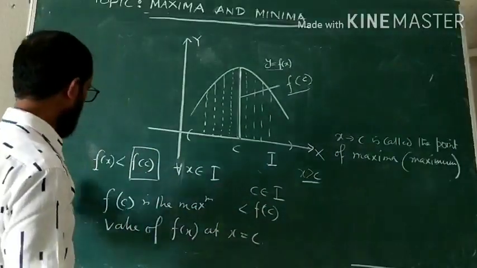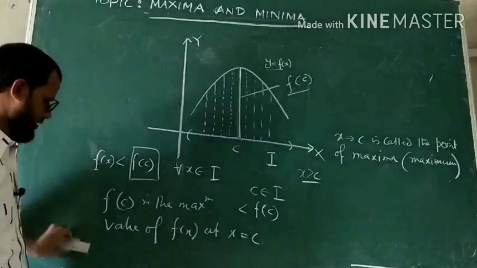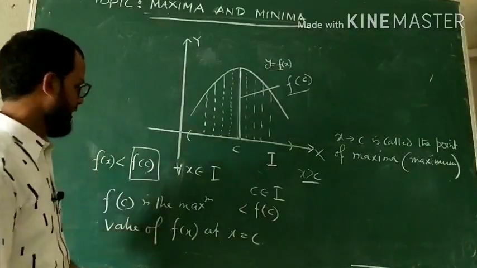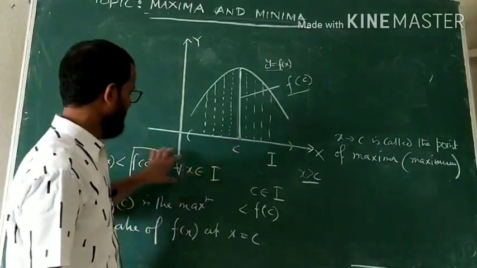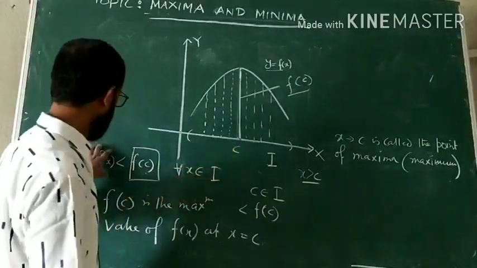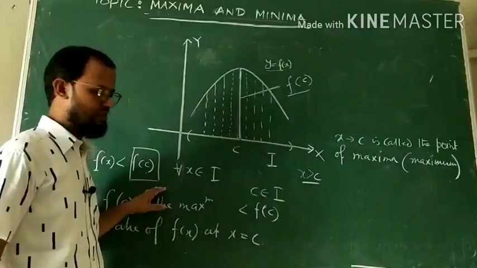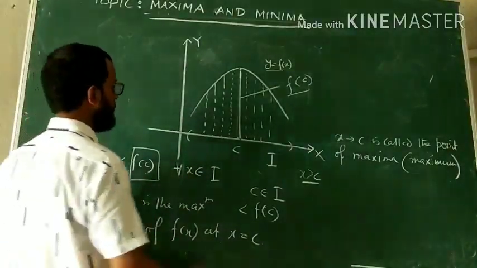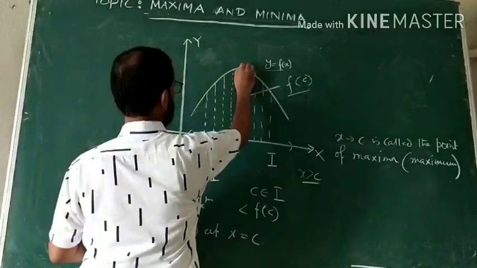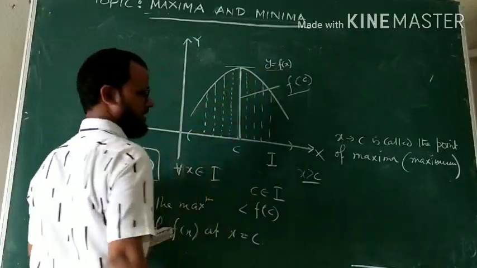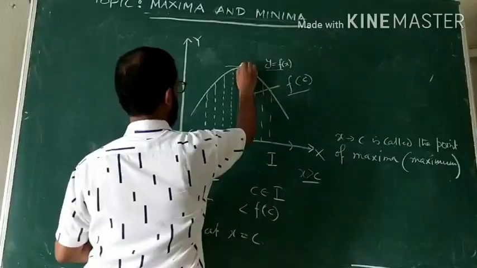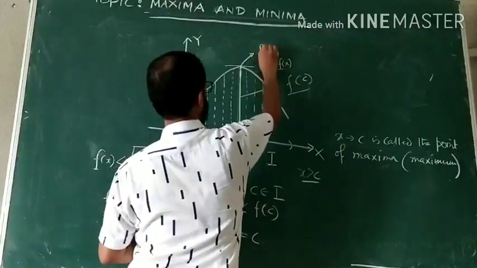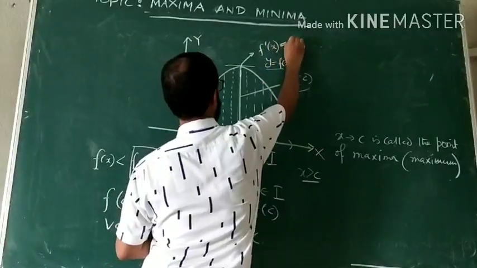Now how can we introduce calculus here? That is the most important thing. From the basic definition we understand that at the point c, f(c) is the maximum value when all f(x) are less than f(c) for every x in I. Now if at that particular point you draw a tangent, the tangent is parallel to the x-axis. That means at the point x equal to c, f dash x equals 0.